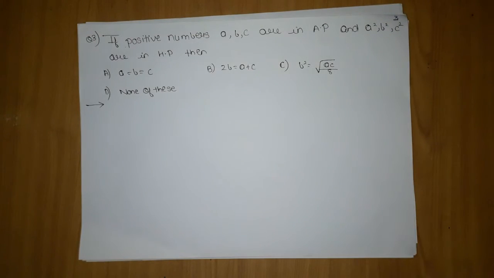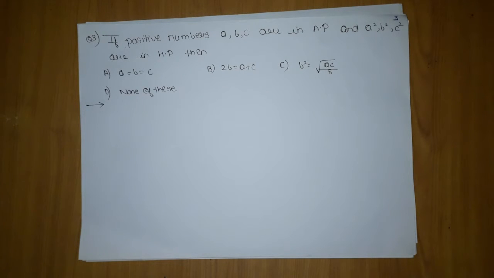So the next question which we are going to see is this one. If positive numbers a, b, c are in AP and a square, b square, c square are in HP, then what we have to do. The first option is a equals b equals c, the second option is 2b equal to a plus c, the third option is b square equal to root of AC upon 8, and the fourth option is none of these.